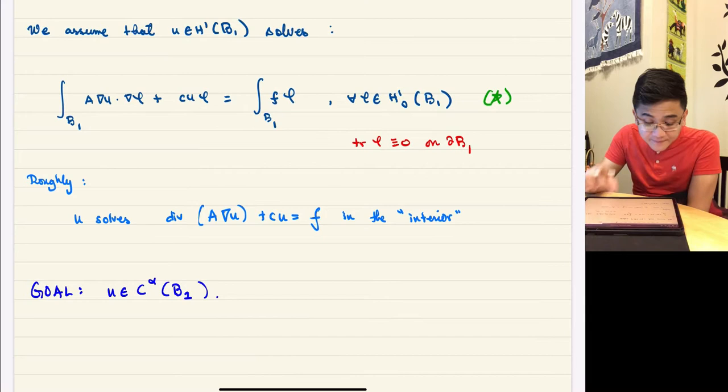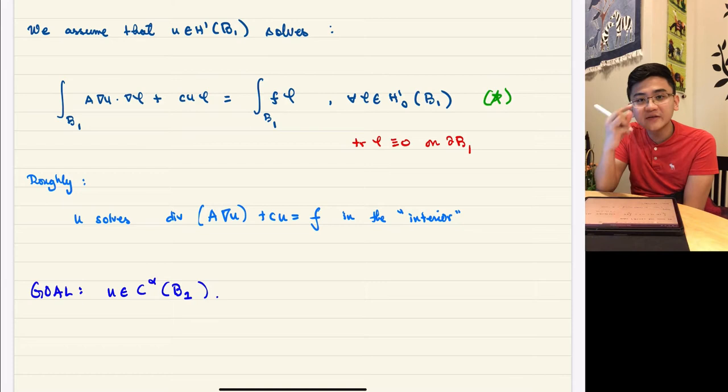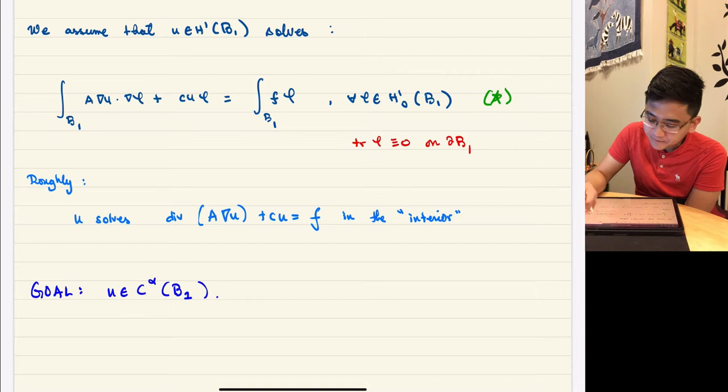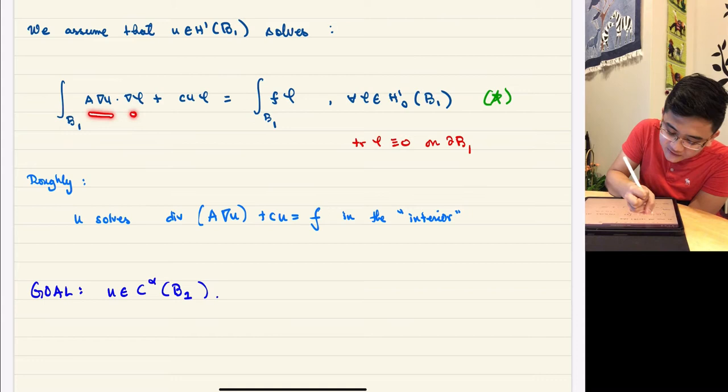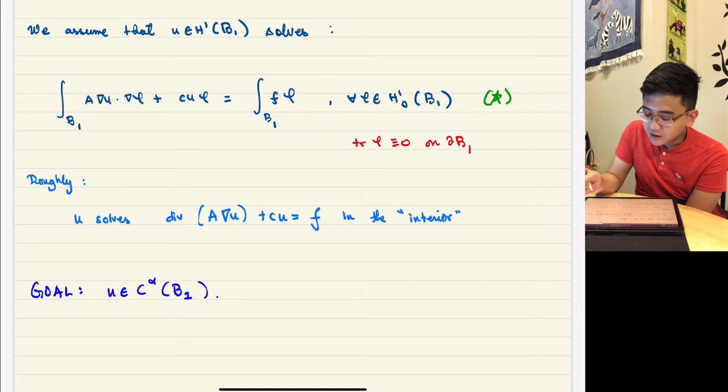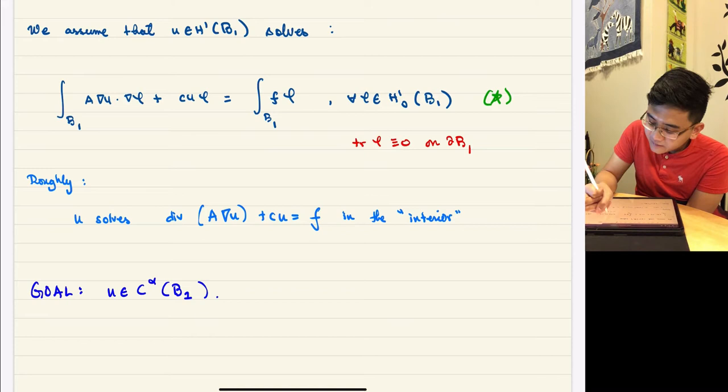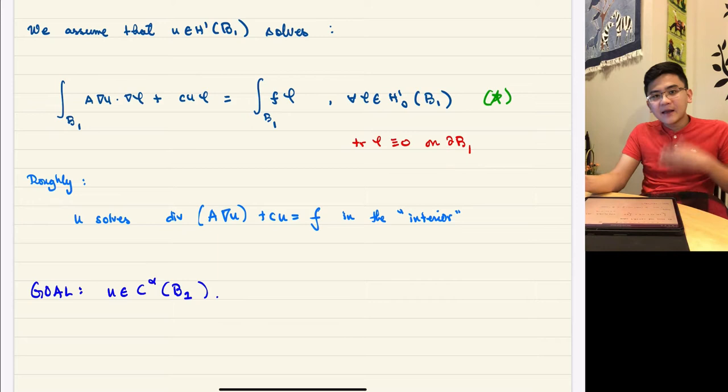Okay, so we proceed. We assume that U is in H1 of B1. H1 here is the Sobolev space W^{1,2}. And that it solves the following equation. We have the integral over B1 of A grad U dot grad phi plus C U phi is equal to the integral of F phi over B1 for every phi in H^1_0. And what this means is, remember, functions in H^1_0 are functions in H1 such that their trace is equal to 0 on the boundary. And note that this is not actually how you define H^1_0.